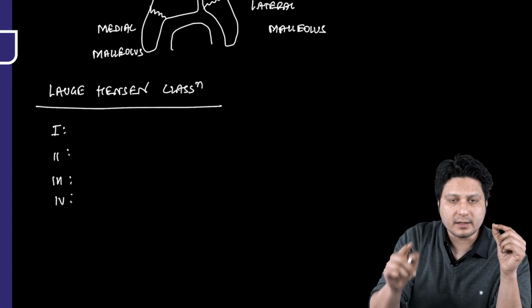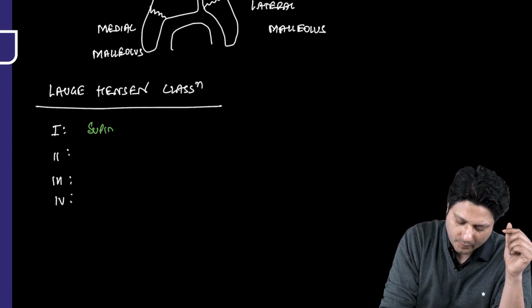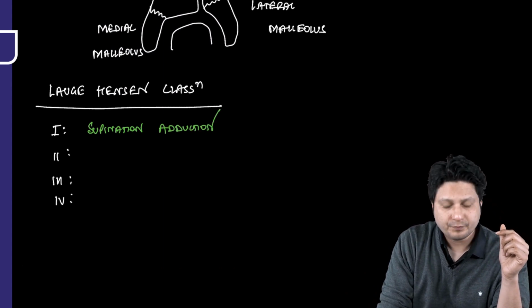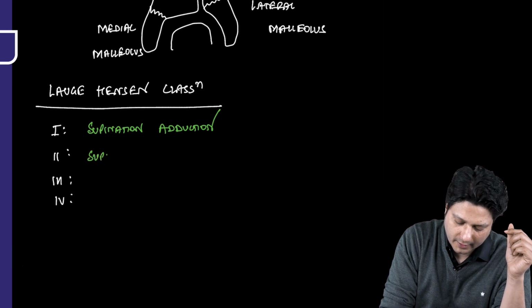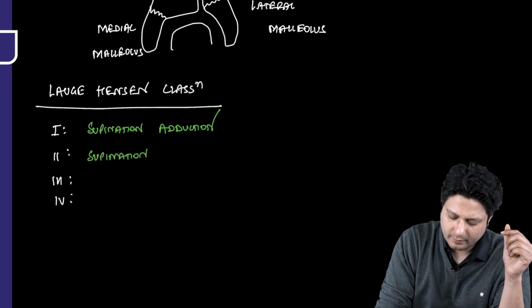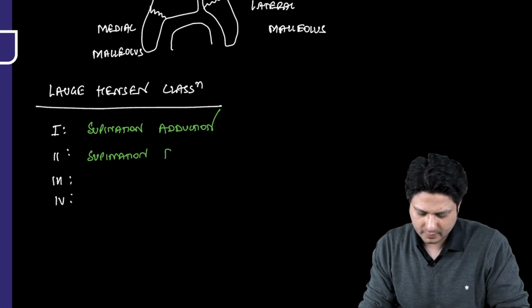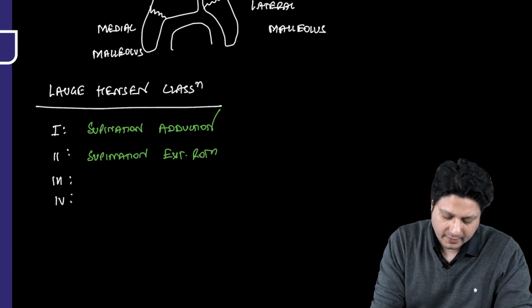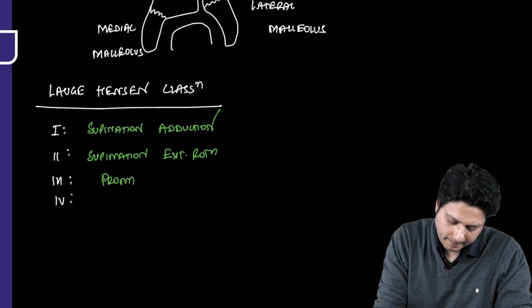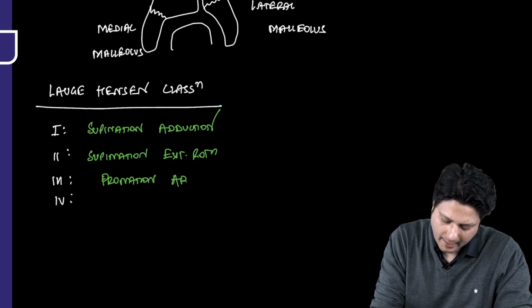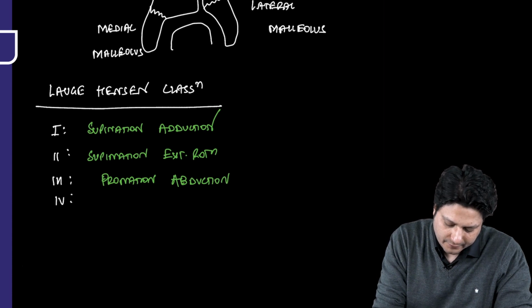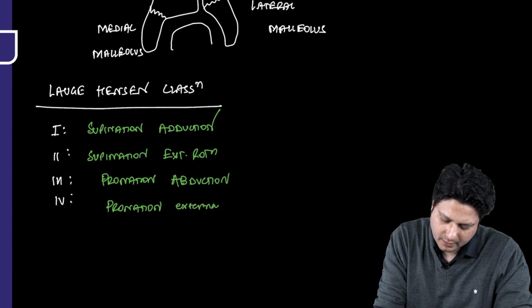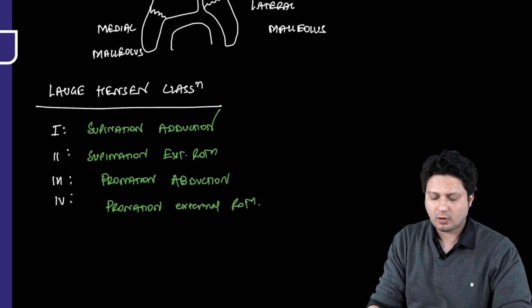All right. Now type 1 is the result of supination adduction injuries. All right. Then type 2 is because of supination external rotation injuries. Then type 3 will be a result of pronation abduction injury, while type 4 will be a result of pronation external rotation injury. All right.